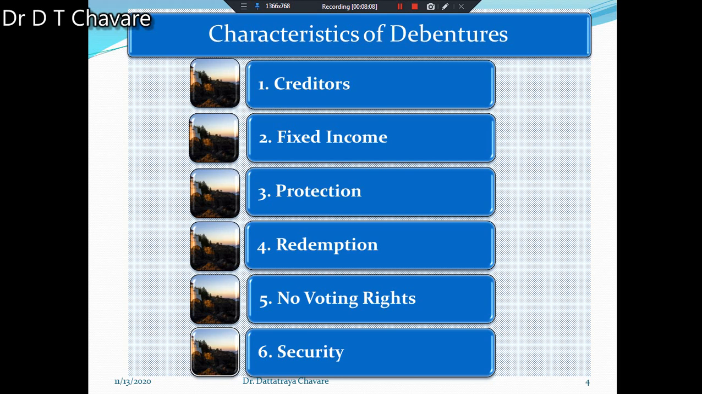In this way, these are the half dozen characteristics. How many characteristics I have mentioned here? Six characteristics are there: creditors, fixed income, protection, redemption, no voting rights, and security. These are the six characteristics of the debentures I have mentioned in this chart, and those characteristics also you have to study as a student of business finance.